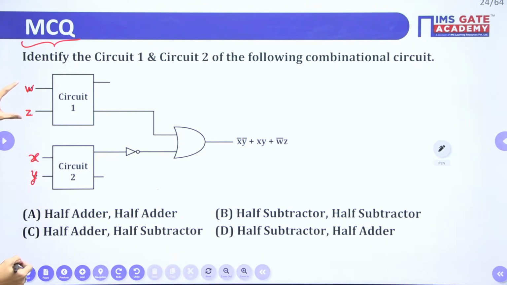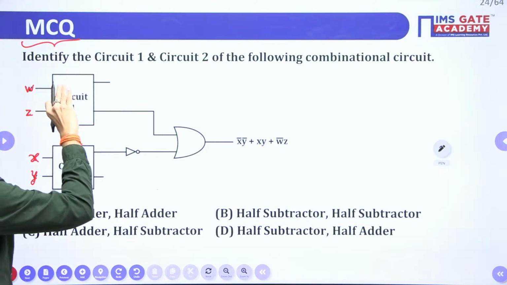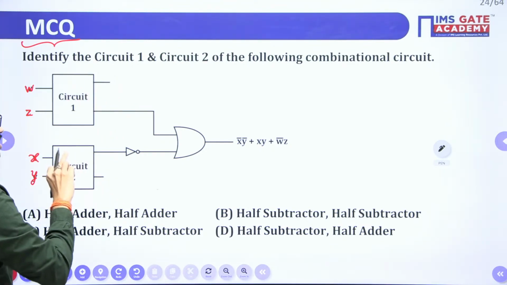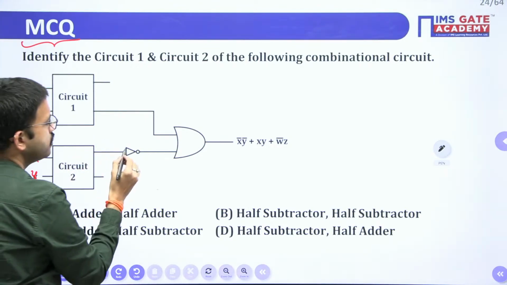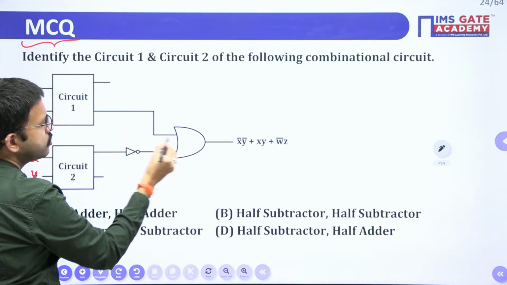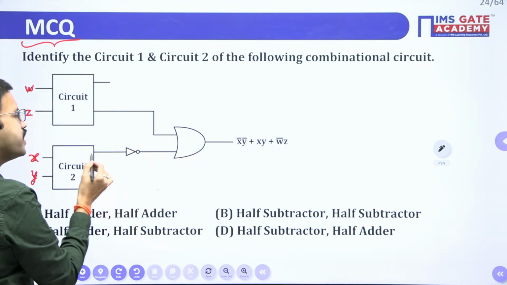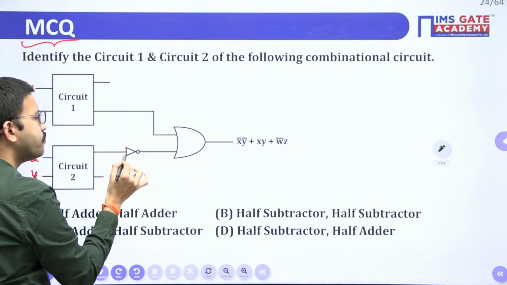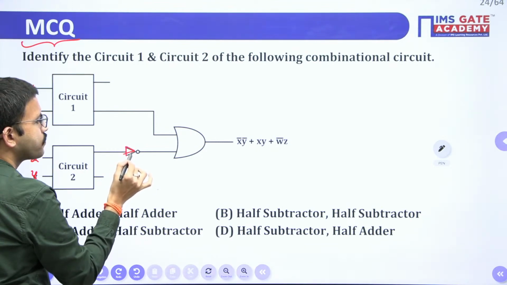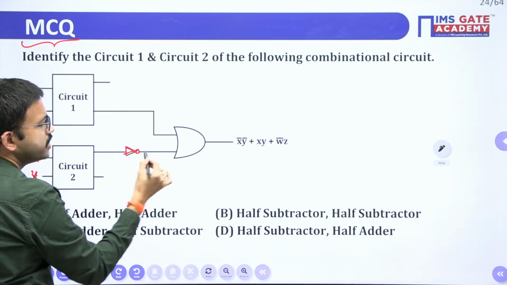Here the variables W and Z are inputs. Here X and Y are the inputs. You have one circuit here with two outputs. This direct output we have given as one input to an OR gate. And this other output I have passed through a NOT gate, and then I have connected it.